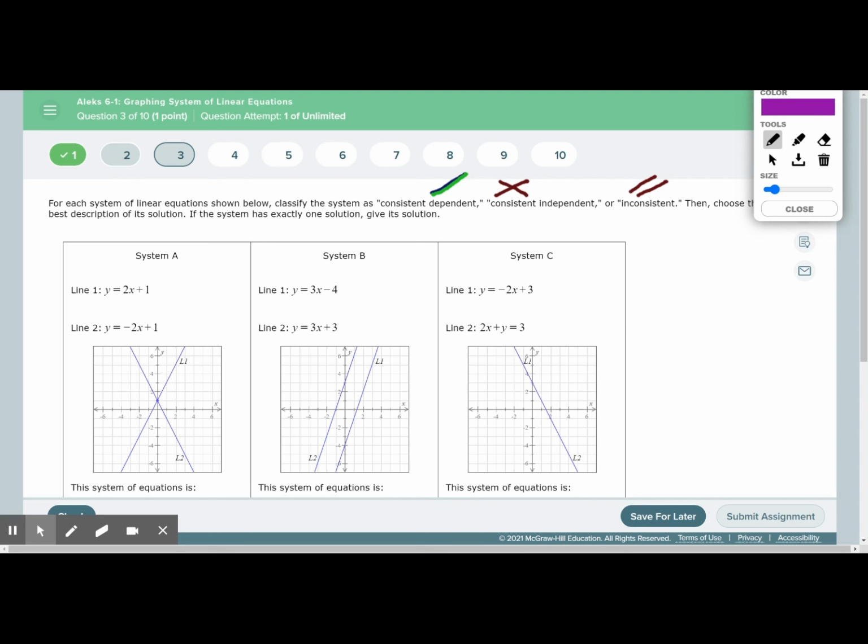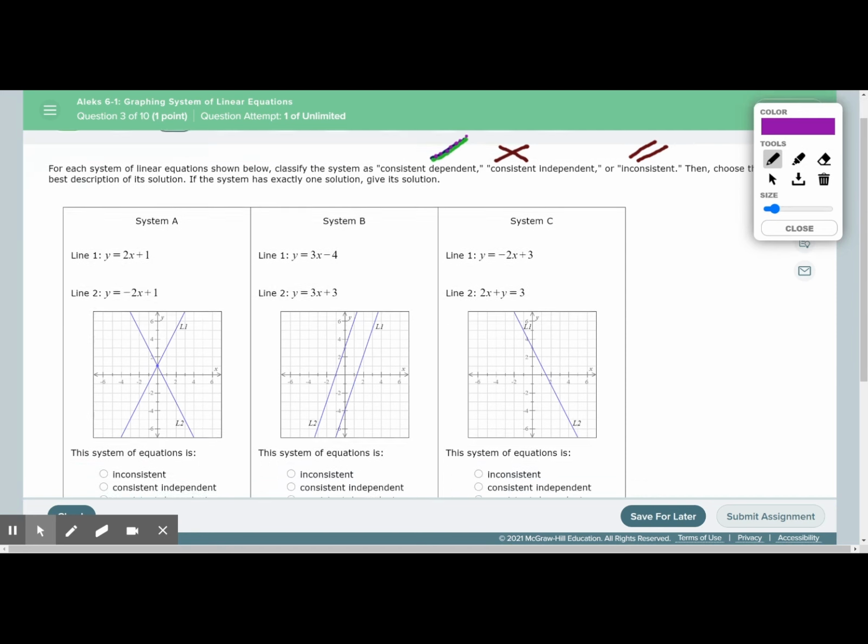Independent means they're not on top of each other, as you see, two lines. Consistent means they cross, and independent means they're not on top of each other. So this looks like this. Consistent means they cross everywhere, or they touch everywhere. Dependent means on top of each other.